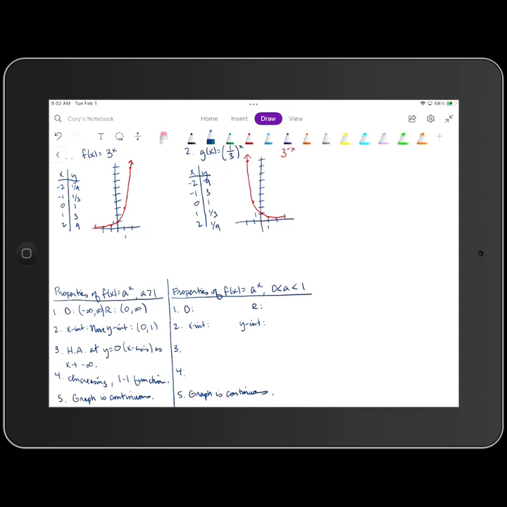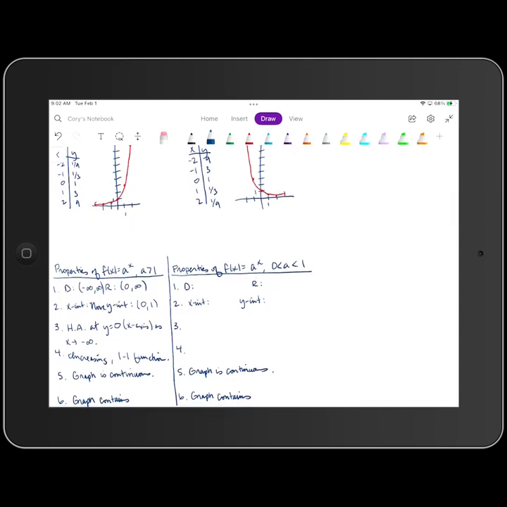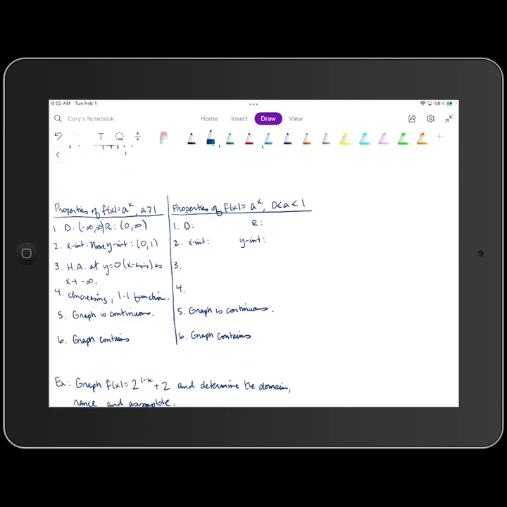Okay, the graph is continuous for property 5, which means that you can draw that graph without lifting your writing utensil. When we get into pre-calculus next year and into calculus the following year, we'll talk more about what it means for a graph to be continuous. Okay, and then lastly, the graph of an exponential function is always going to contain 3 points.